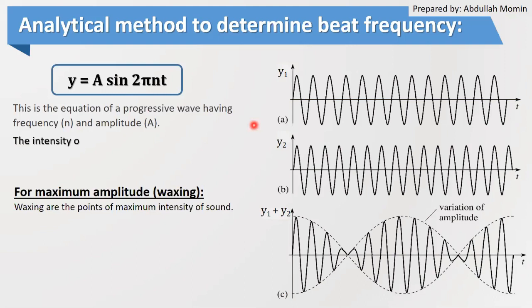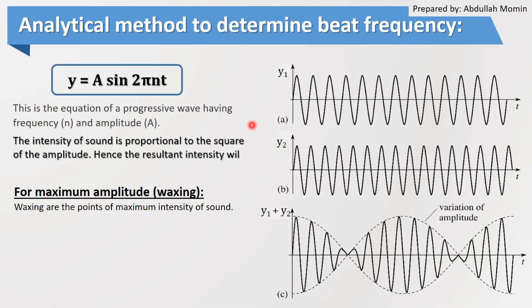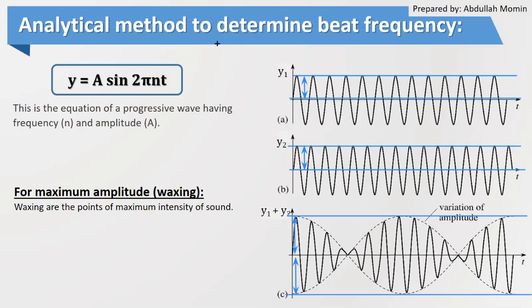We all know that the intensity of sound is proportional to the square of the amplitude. Hence, the resultant intensity will be maximum when the amplitude is maximum, and maximum amplitude means waxing. At this point the amplitude is maximum, so we say this point is waxing. Another waxing we get over here because this is also maximum amplitude.